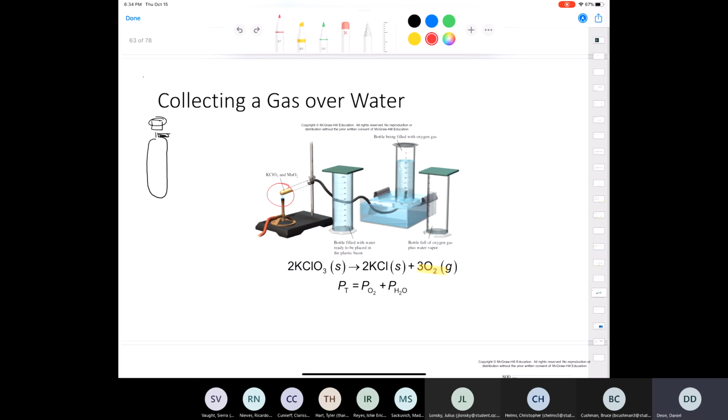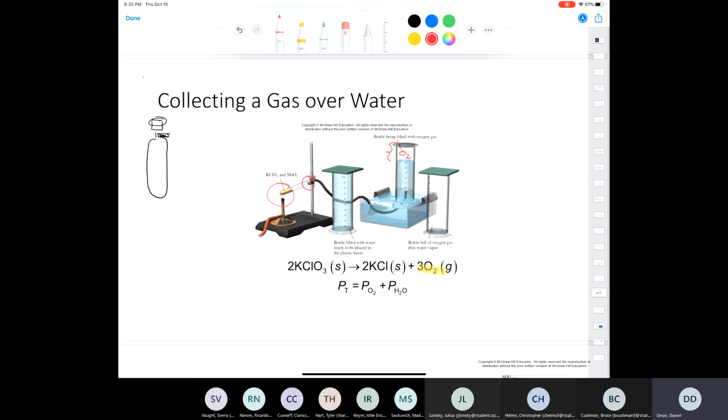Where's that oxygen going to go? If you have the test tube stoppered and you have a piece of rubber hose, that oxygen is going to go, and you're going to put that hose up into the water here. And then the bubbles of oxygen are going to go up and they're going to start to displace the water by pressure, and they're going to push the water out. And so that headspace here is going to be filled with oxygen gas.